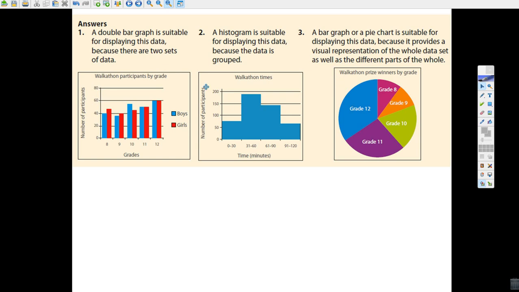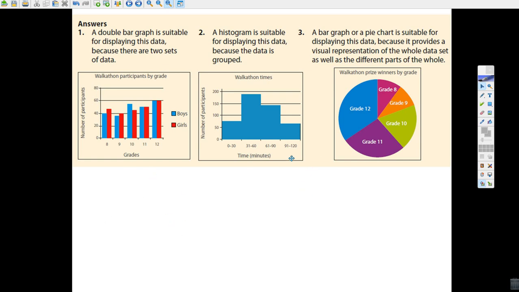Look how they label everything. See how they label their axes? They label the title of what they're doing. They label here the Y and the X axis. Take a close look at how well they've put this together, and that's what you've got to do as well.